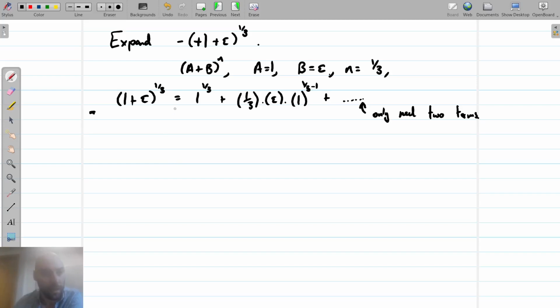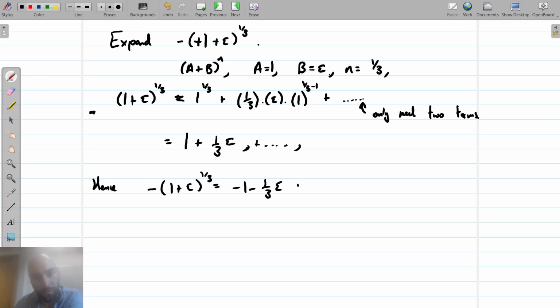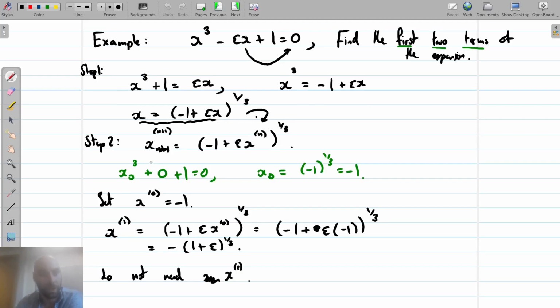So if I get this, I end up getting 1 plus a third times epsilon plus dot dot dot. But really over here I had a negative sign there, so let's not forget about our negative sign. So hence minus the quantity 1 plus epsilon, to the third, equals minus 1 minus a third epsilon plus dot dot dot. And this is my answer. So that really wasn't too much effort, right? Rearranging our equation, setting this up, working out the first term, and let's get going.